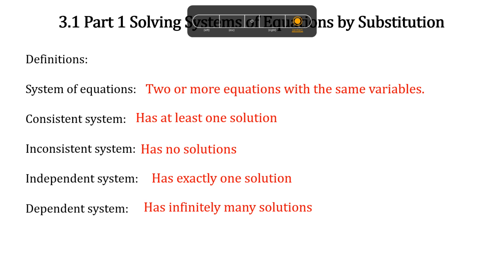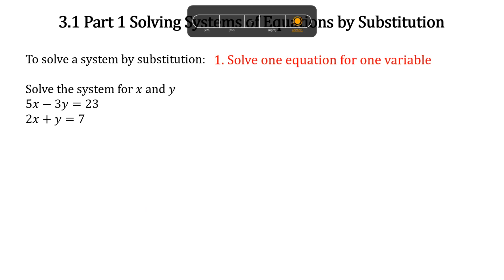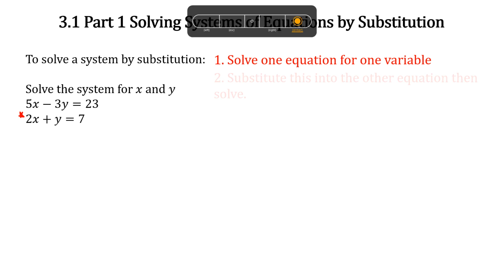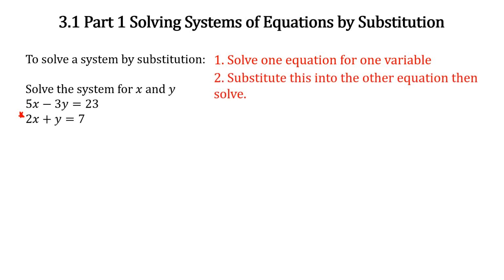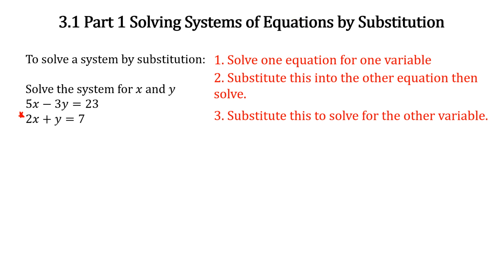Okay, let's jump in. We're going to solve a system by substitution. First, we're going to solve one equation for one variable. And what I'm going to tell you to do is look for the easiest thing to solve for one variable. I'm looking right off the bat over here because my y doesn't even have a coefficient in front of it. It's a really simple thing to solve for y. So that's what I'm going to end up doing with this one. After that, you'll substitute this into the other equation and then solve. You should have only one variable then. We'll see how that works. And substitute this to solve for the other variable. It's easier to see it than to talk about it.